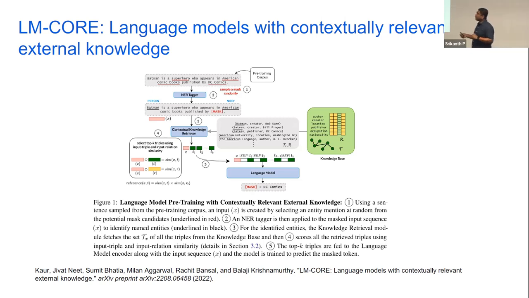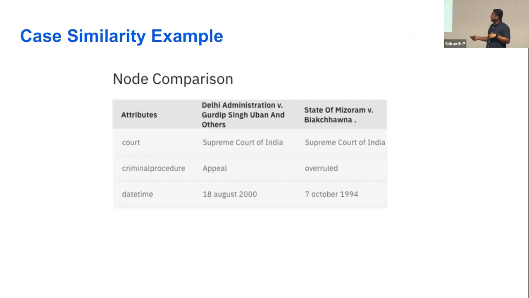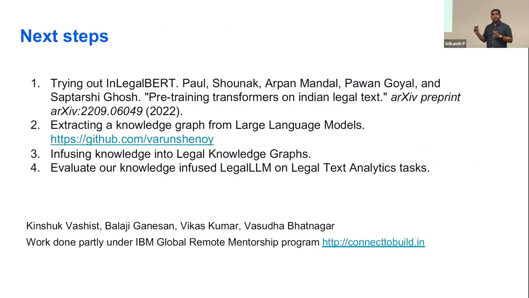So this sort of motivates what we are currently doing, which is not focused so much on a model trained on an Indian corpus, which we should still do. But the idea is to extract a knowledge graph and then make sure that the language models can use the knowledge graph extracted.